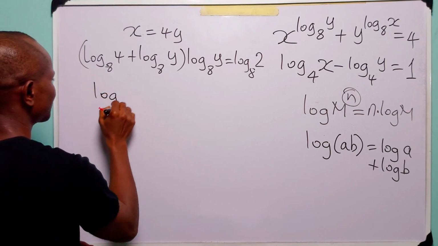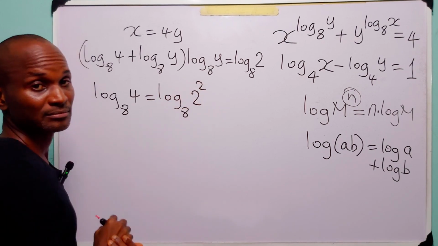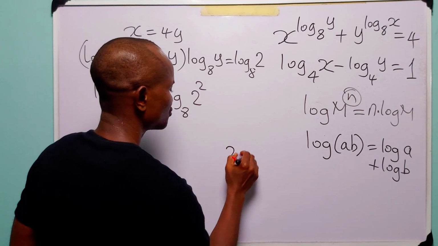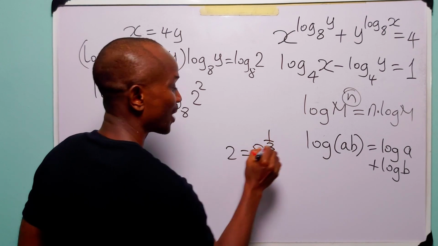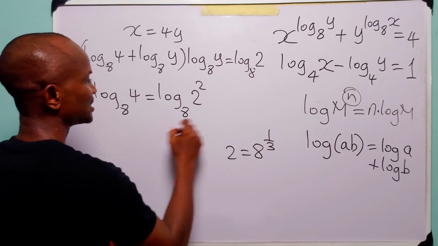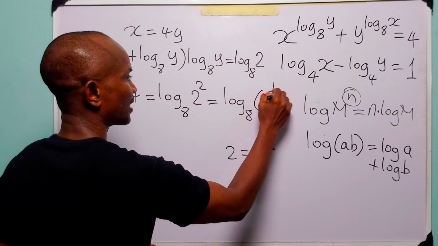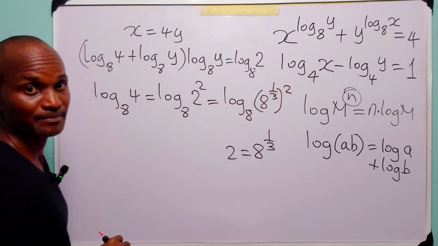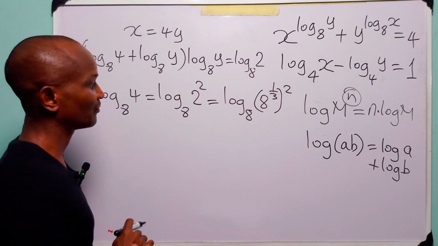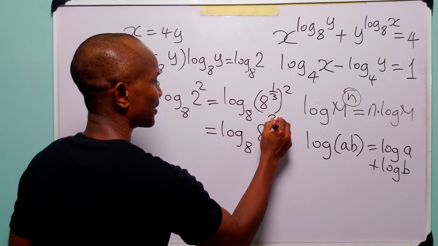But let us remember that log to base 8 of 4 is equal to log to base 8 of 2 squared, because 2 squared is equal to 4. But then let us also remember that 2 is equal to 8 to the power 1 over 3. That is, the cube root of 8 is equal to 2. So this is also equal to log to base 8 of 8 to the power 1 over 3, squared. Now, of course, you know that when we have two powers like this, all we have to do is multiply both of them. So this is equal to log to base 8 of 8 to the power 2 over 3.